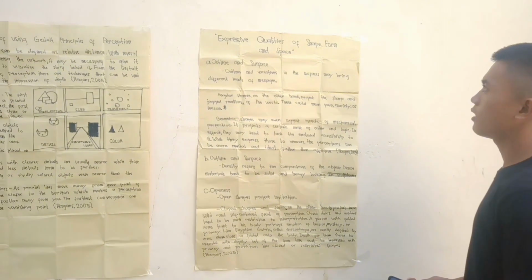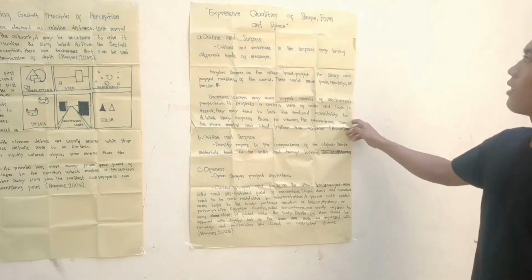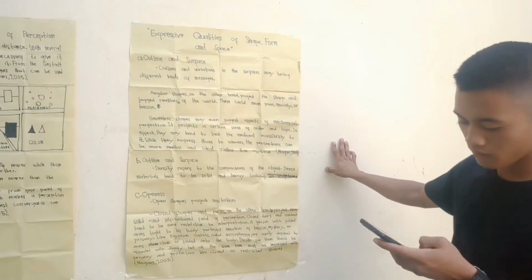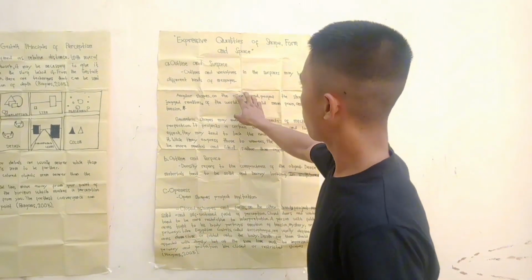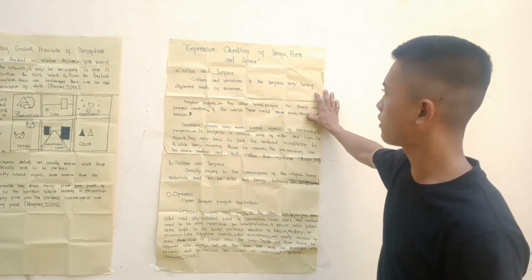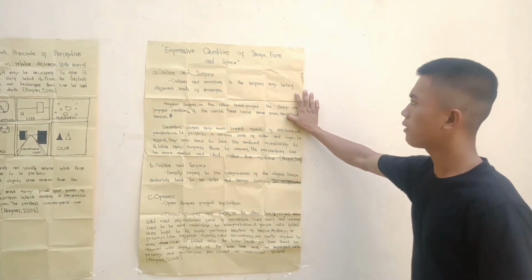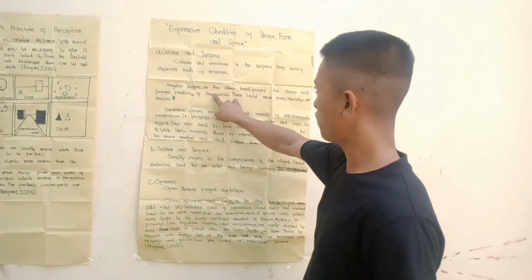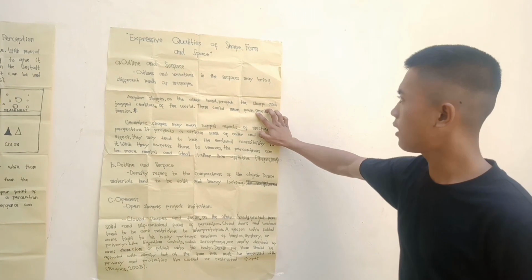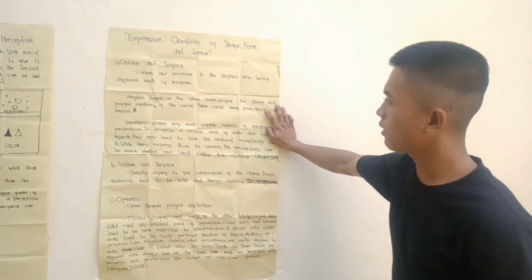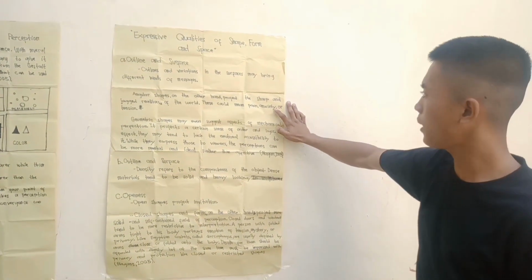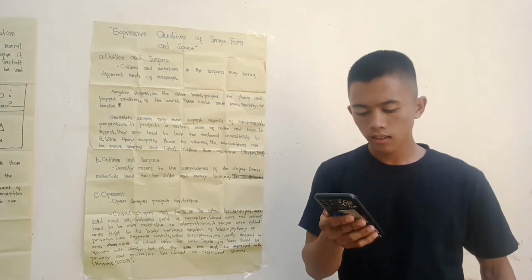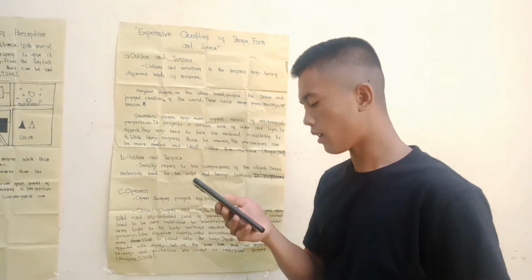So let's move to the next topic: expressive qualities of shape, form, and space. First is outline and surface. Outline and variation in the surface may bring different kinds of messages. The first type of this is angular shapes. They project the sharp and jagged realities of the world. This could mean pain, anxiety, or tension. Angular shapes are shapes having one or more sharp angles.